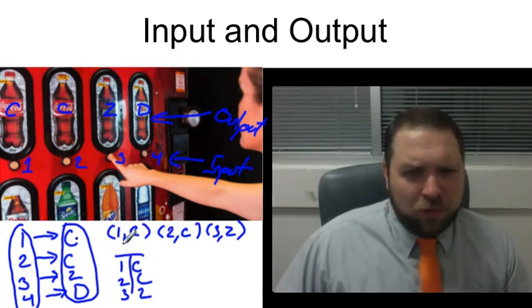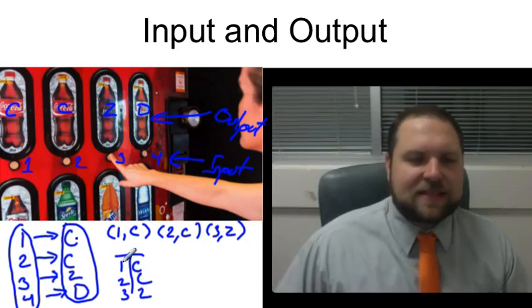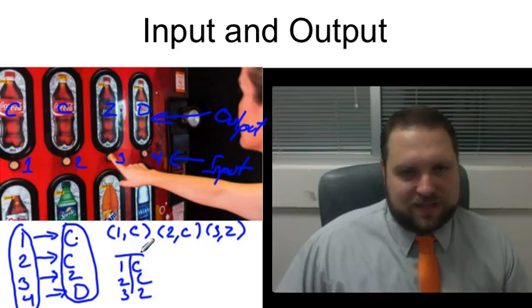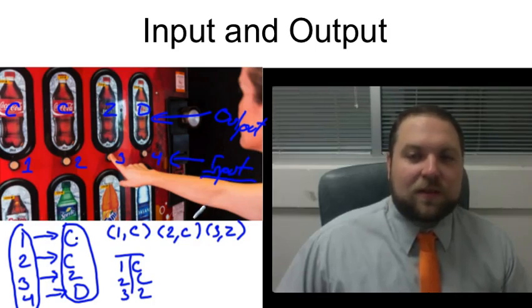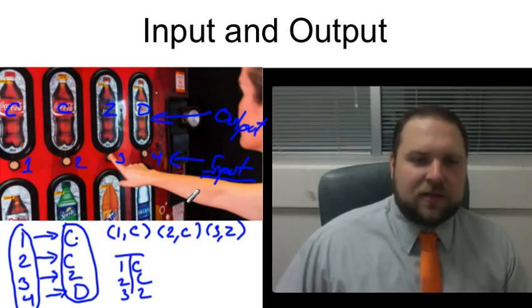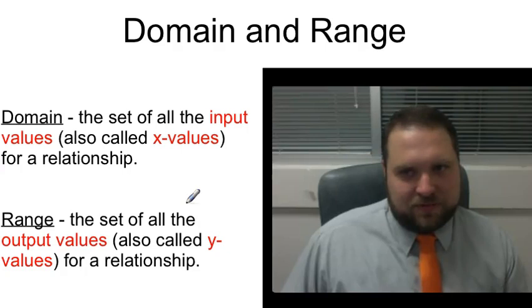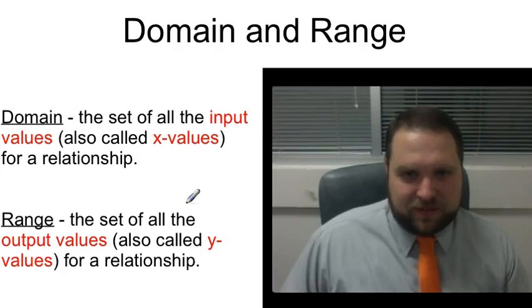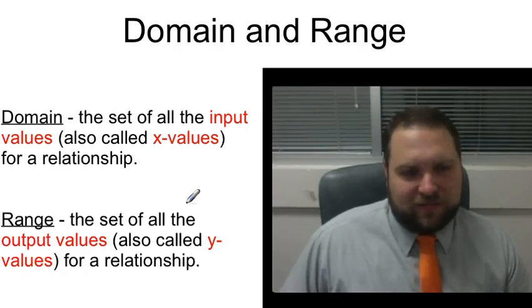But what I want to talk about now is the fact that the inputs always have a certain place that they appear in these representations. And the output always has a certain place that it appears in the representation. And we're going to apply different names to those. The input is what we call the domain, and the output is what we call the range. So the domain, again, is the set of all the input values. So everything we started with. We also tend to call those X values if we don't know specifically what they are. And the range is all the output values, called Y values.